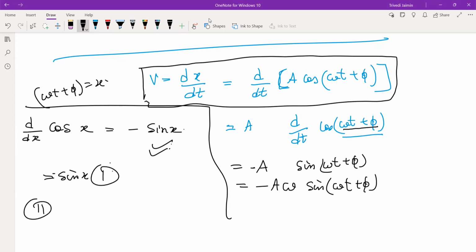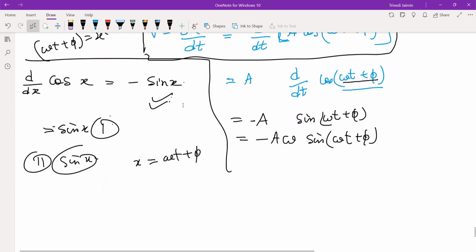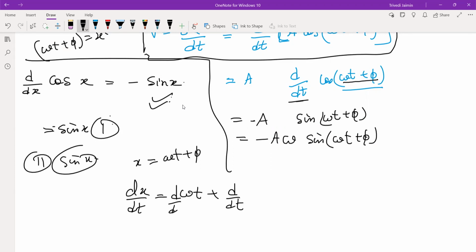Second step: sin x is there, keep it as it is. Now in x, what do we have? Omega t plus phi. So we need to differentiate this also, because in x we have the t term. x is a function now, it is not just x. x has a t term because we are differentiating with respect to t, d by dt. So dx by dt equals d by dt of omega t plus d by dt of phi.